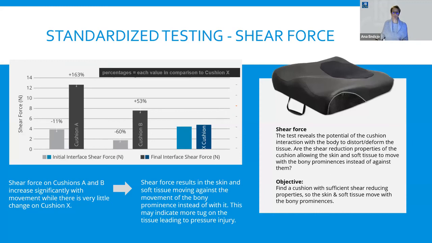And after the testing was done, it revealed that the shear forces on cushions A and B increased significantly with movement, indicating that there was probably more tug on the soft tissue and the possible risk to skin and soft tissue damage with those cushions. While there is very little change on cushion X, indicating less stress and strain to the soft tissue because the skin and soft tissue, again, are moving with the bony prominence instead of against it, and again, may be a better choice for that at-risk client.